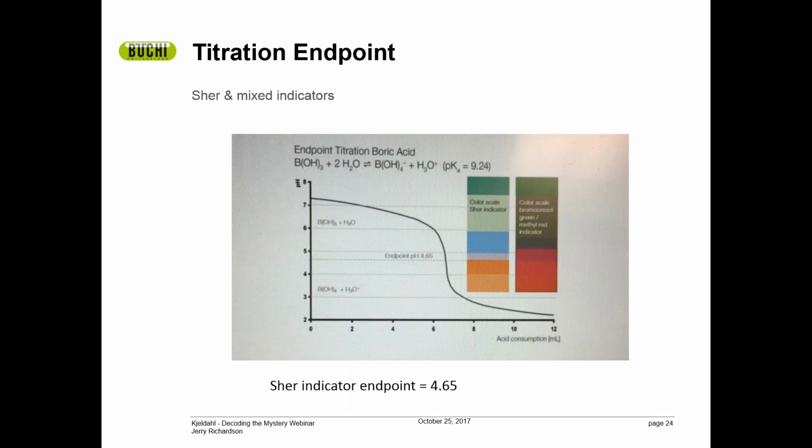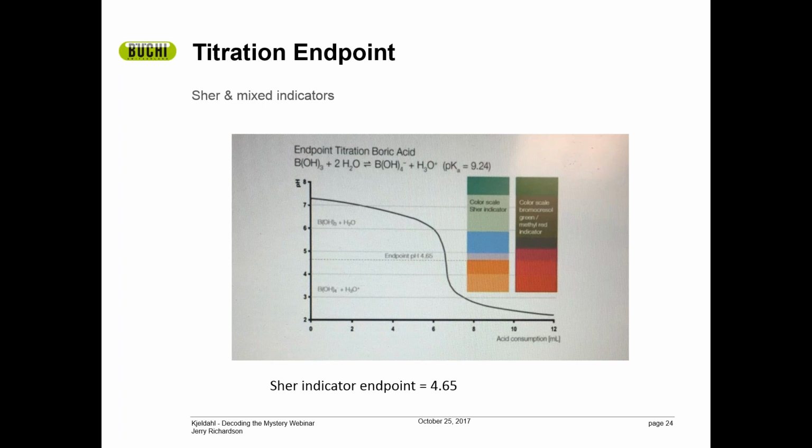Now, when we're talking about colorimetric though, we do have to standardize to 4.65. Commonly we have two different indicators that are used. One is a Shear indicator, and the other is a mixed indicator that includes bromocresol green and methyl red. So when you standardize your acid, you're going to take your boric acid, whether it be 2 or 4%, add your indicator, and then use a very low concentration sodium hydroxide to get us to the exactness of a 4.65. And the colorimetric sensor does need that as well.